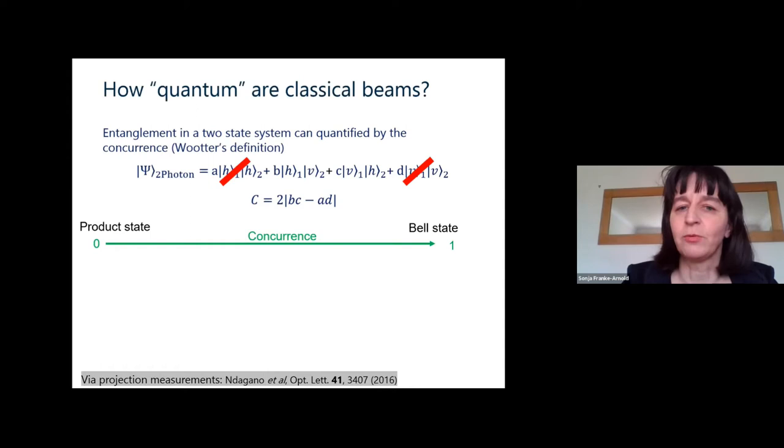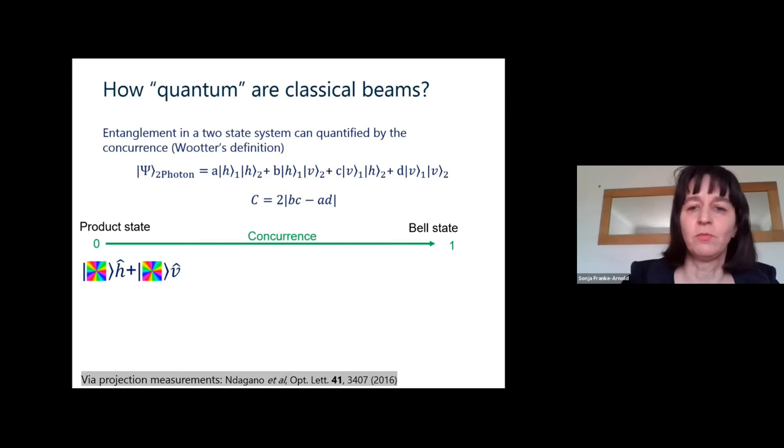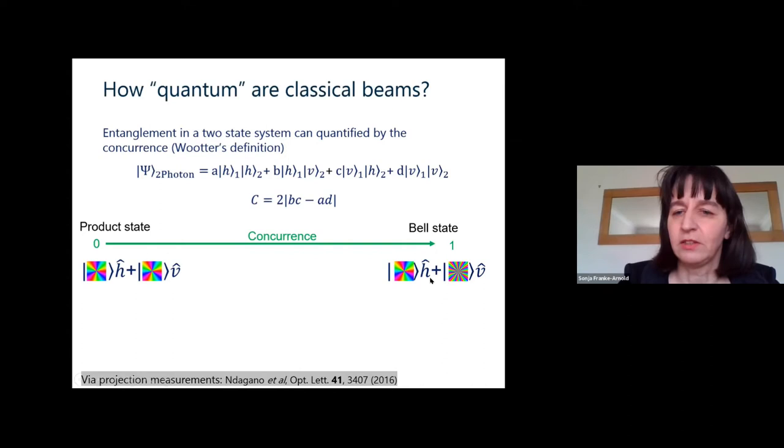Now, the analog for us is to either make a homogeneously polarized state that has just the same amplitude everywhere, or instead, if we decide to have our horizontal and vertical polarization in orthogonal modes to each other, then we get something that is analog to a Bell state, to a maximum vector state, if you so want. And of course, we can do anything in between with the concurrence between 0 and 1.